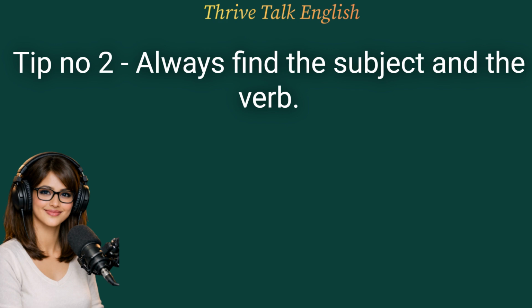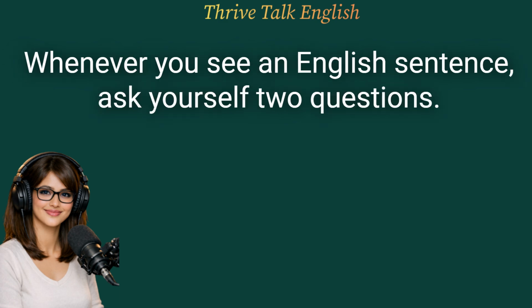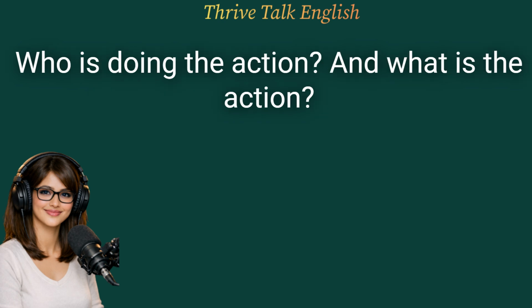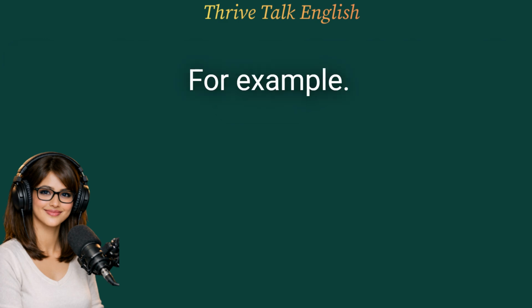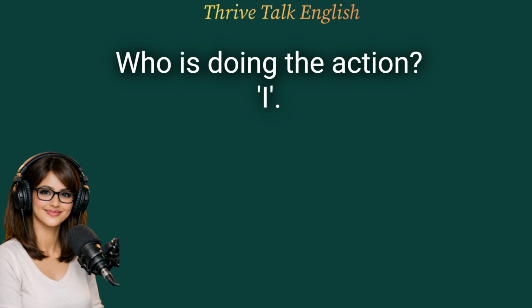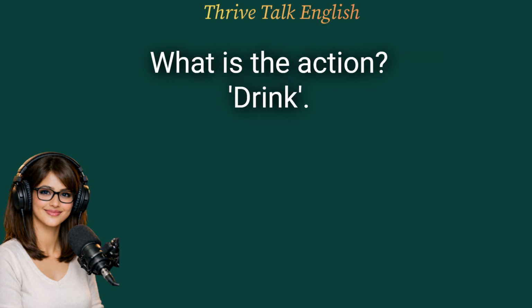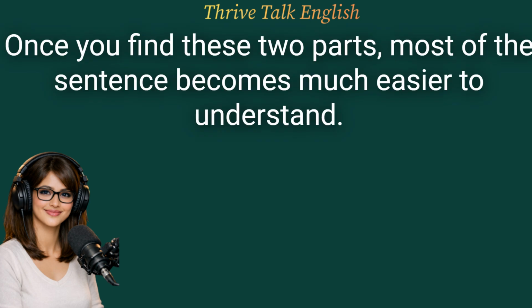Tip number 2. Always find the subject and the verb. Whenever you see an English sentence, ask yourself 2 questions. Who is doing the action and what is the action? For example, I drink coffee. Who is doing the action? I. What is the action? Drink. Once you find these 2 parts, most of the sentence becomes much easier to understand.